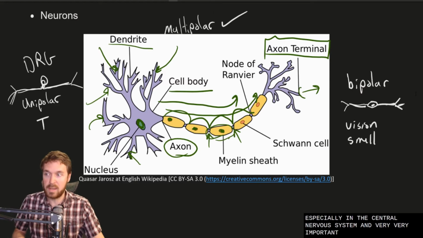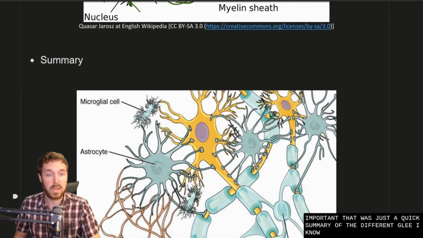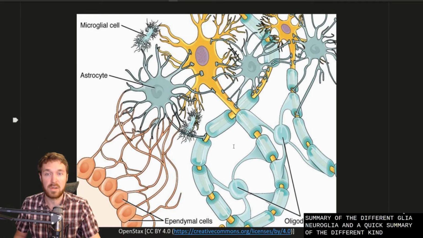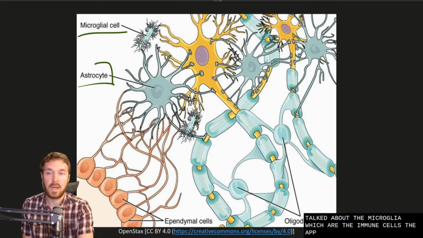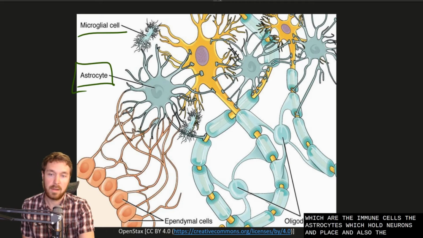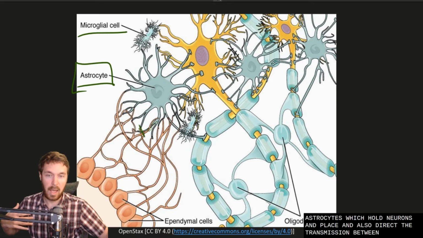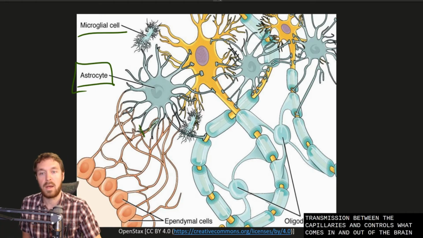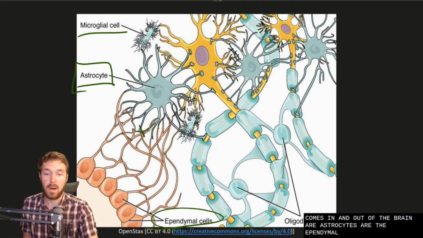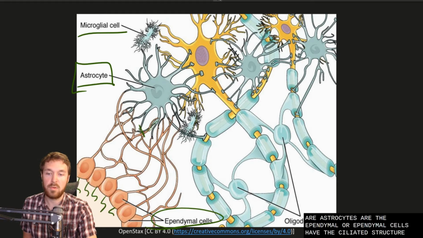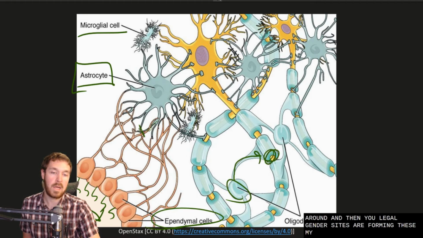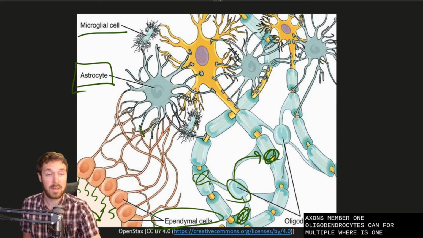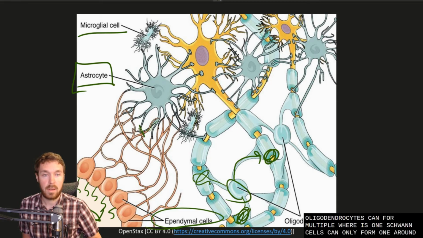So that was just a quick summary of the different glia, neuroglia, and the different kinds of neurons that are found. So we talked about the microglia, which are the immune cells, the astrocytes, which hold neurons in place and also direct the transmission between the capillaries and control what comes in and out of the brain. So we have our astrocytes there. The ependymal cells have the ciliated structure here, moving the cerebrospinal fluid around, and then the oligodendrocytes are forming the myelination around individual axons. Remember, one oligodendrocyte can form multiple, whereas one Schwann cell can only form one around an axon in the peripheral nervous system.